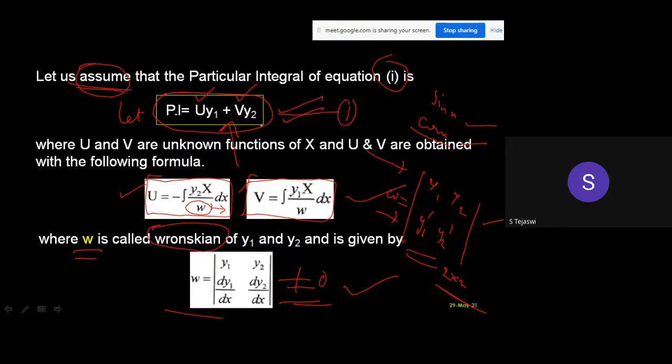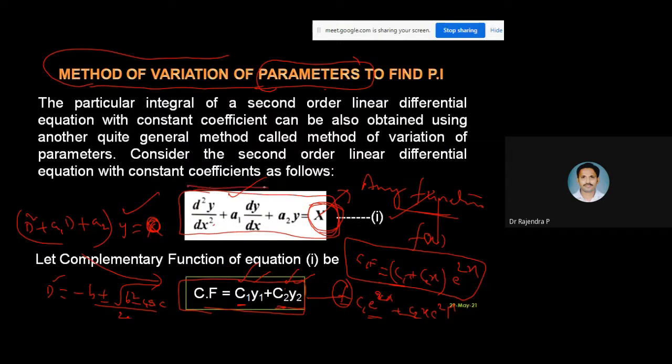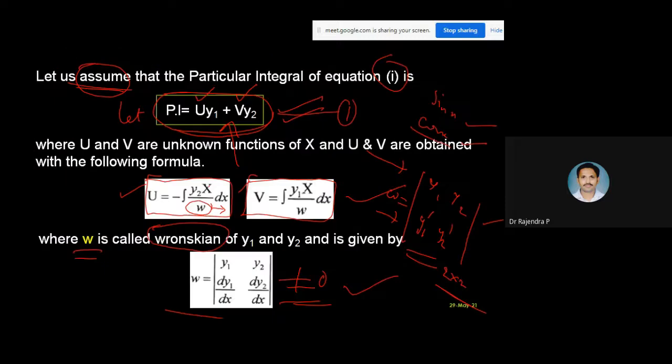Yes, I told you, right? The total particular integral PI is equal to u y1 plus v y2. I am assuming this as a solution, so I am substituting it in this equation for this particular function. From that I am solving for those two functions u and v. In that case, what I observed is I am getting integral functions that we are considering as formulas. And you may have a doubt, sir, why I can take only u as this and v as this.